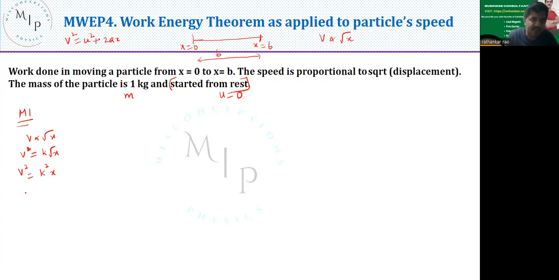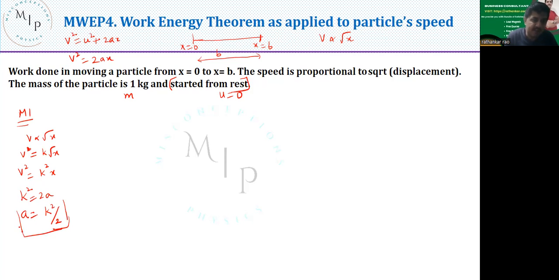If k is a constant, then definitely 2a is also a constant, right? Because I am just comparing this equation with that equation, and I have substituted u equal to 0. So this equation results in v square equal to 2ax, and here I see v square equal to k square into x. Comparing these, I can see 2a equal to k square. I hope you got the idea. Thus I get a equal to k square by 2. We have got the acceleration of the particle given by a equal to k square by 2. What does it tell you? It tells you that the acceleration is constant.